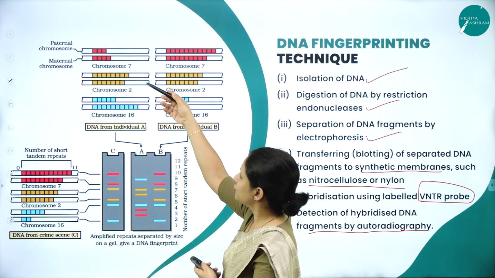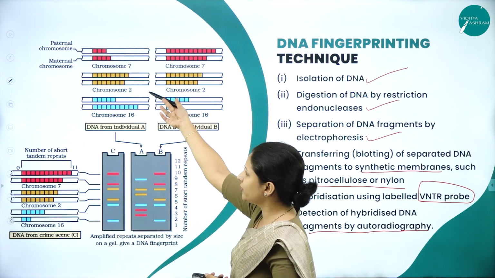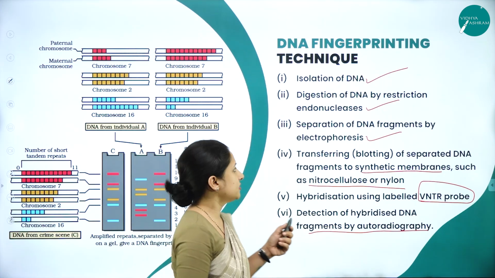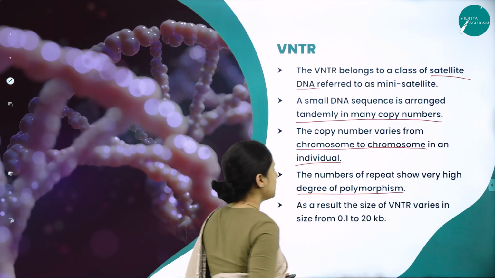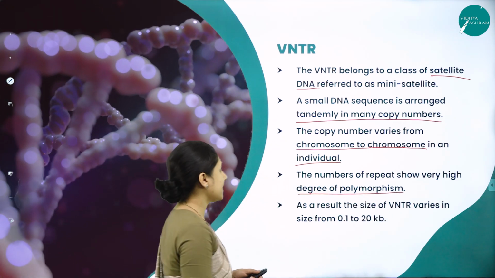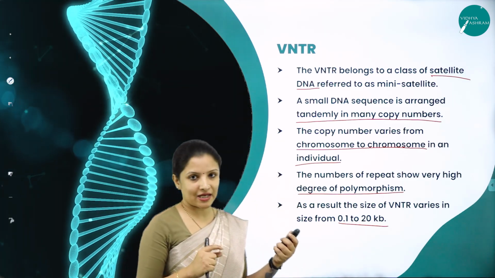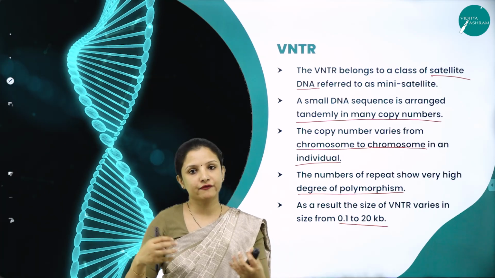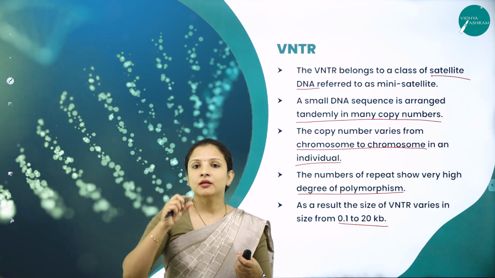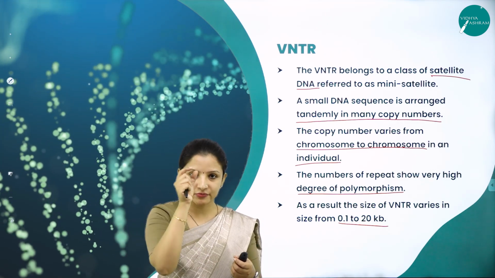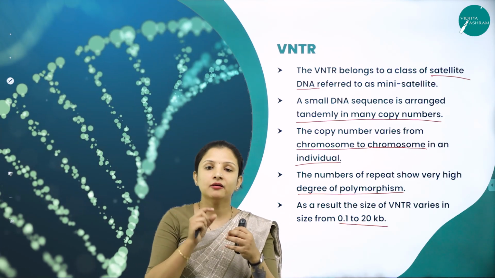If you see here, in chromosome 7 the VNTRs are different, in chromosome 2 it is different, and in chromosome 16 it is different. So that is about VNTR. The number of repeats shows a very high degree of polymorphism, and as a result the size of VNTR varies from 0.1 to 20 kb. Based on size, they get separated on the gel electrophoresis plate. When electric current is passed, the lighter ones travel farther, and the heavier ones travel a very short distance.